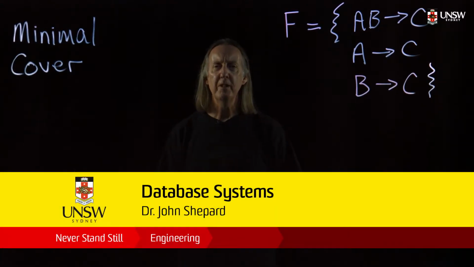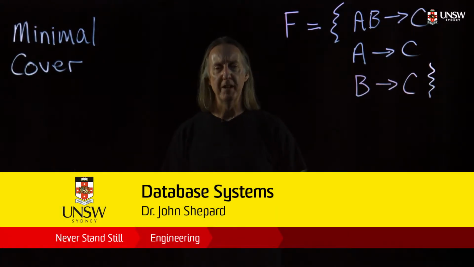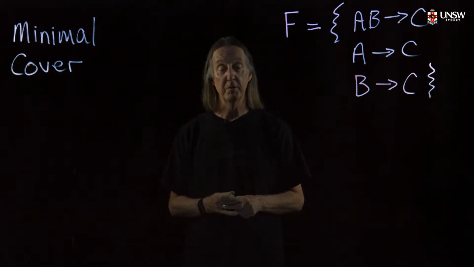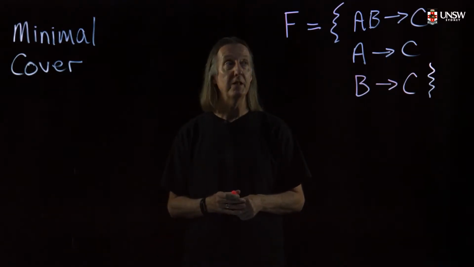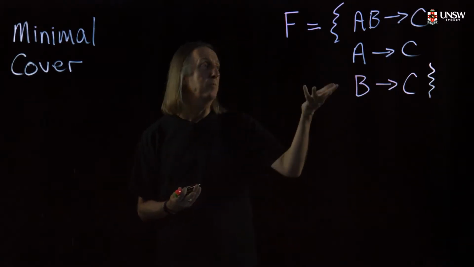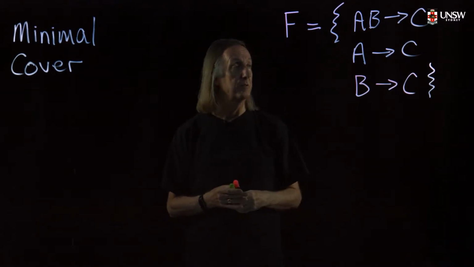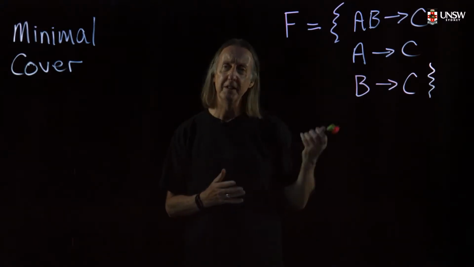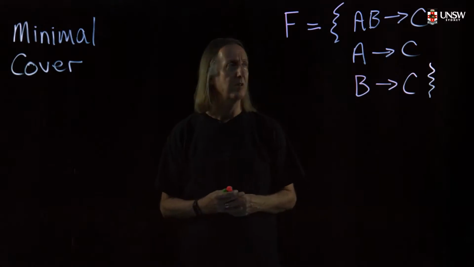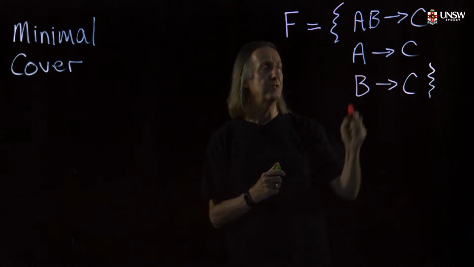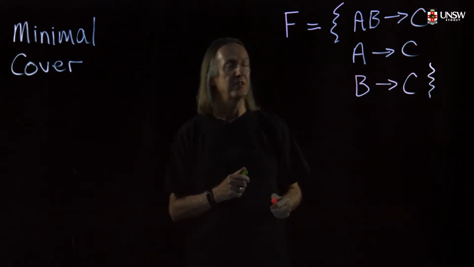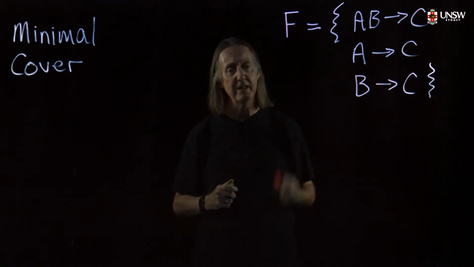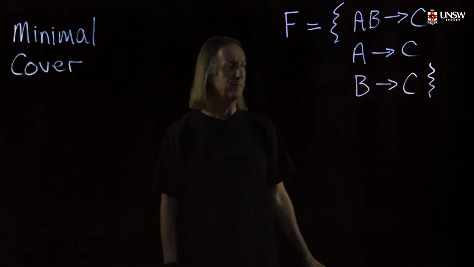Okay, so in the previous videos talking about functional dependencies, we talked about identifying sets of functional dependencies related to a particular domain. An example might be a set of functional dependencies like this, where we come up with these dependencies by thinking about the problem and saying, well, if I've got a combination of A and B, that determines C. If I know A, that also determines C, and if I know B, that determines C.